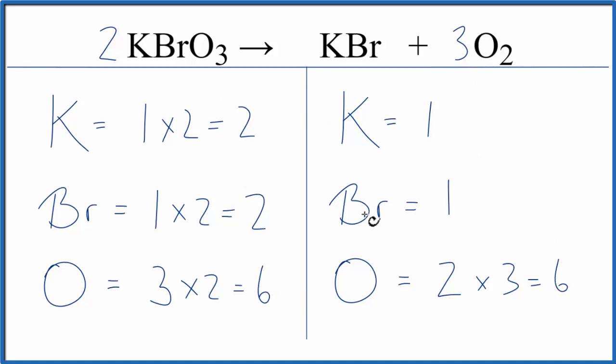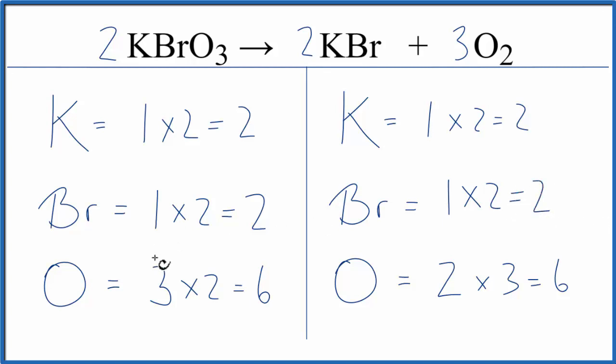To fix the potassium and bromine, I need 2 of each. I just put a coefficient of 2 in front of the KBr. 1 times 2, that equals 2. And then the Br, 1 times the 2, that equals 2. And we're done. This equation is balanced.